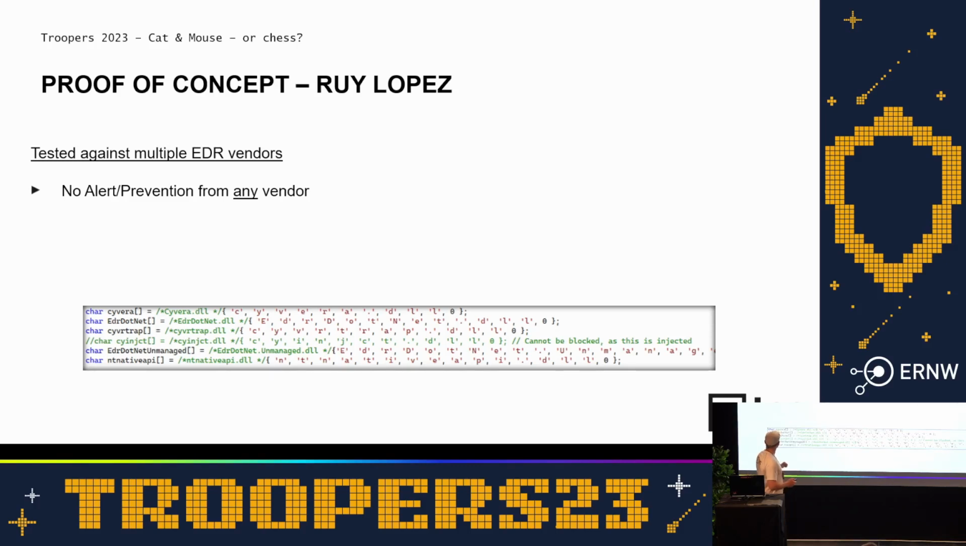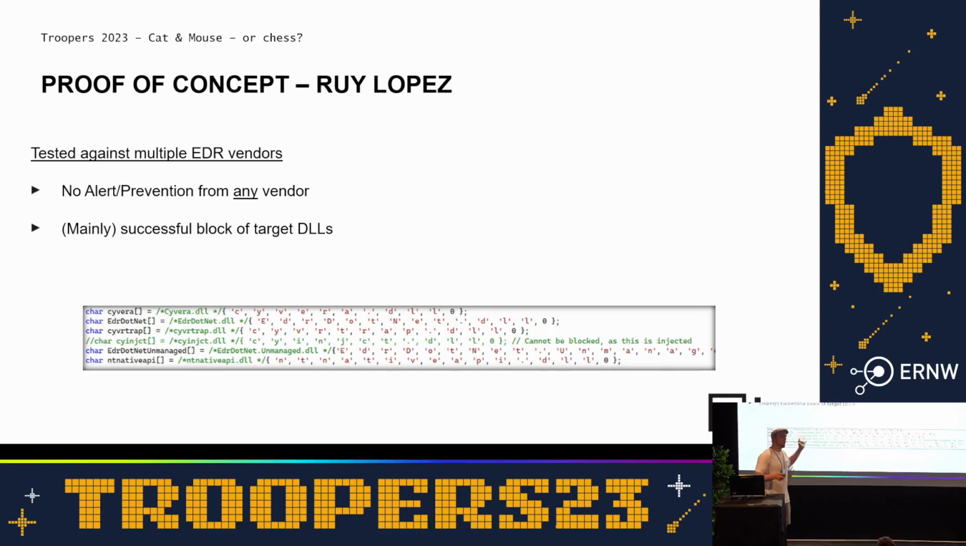Okay. I tested this technique against multiple EDR vendors and put the DLLs for these specific EDR vendors into the code. And when testing this, it was not published at all. I had neither an alert from any vendor, and it was also not prevented by any vendor. So in any case, the DLLs were blocked, and I could execute whatever code afterwards without being detected by userland hooks.